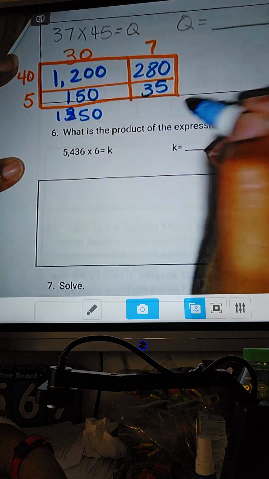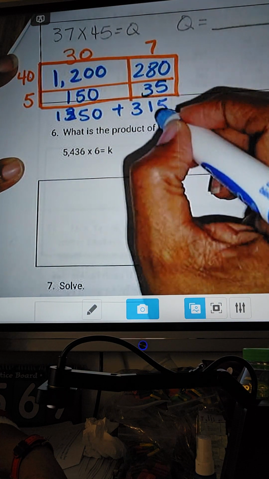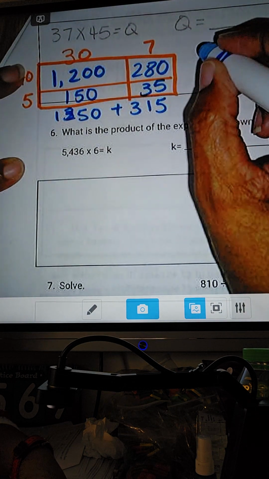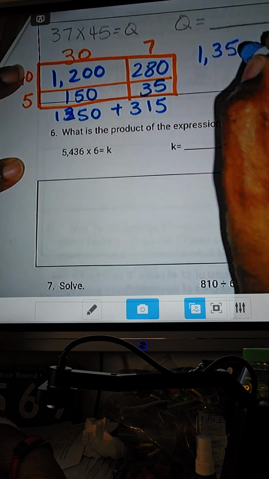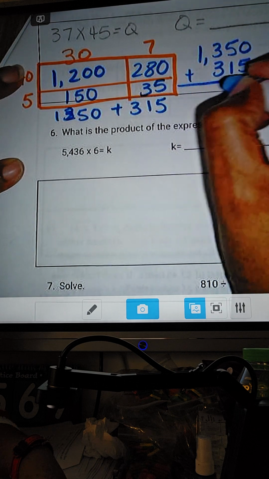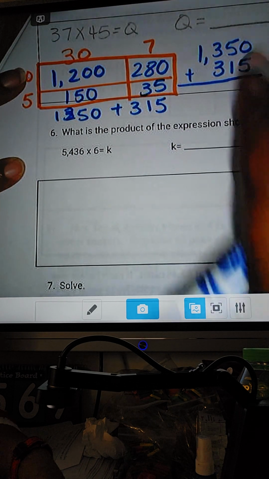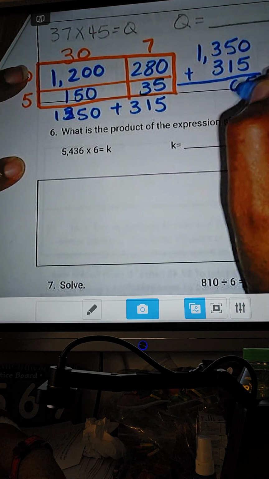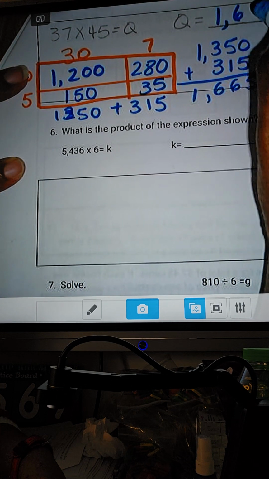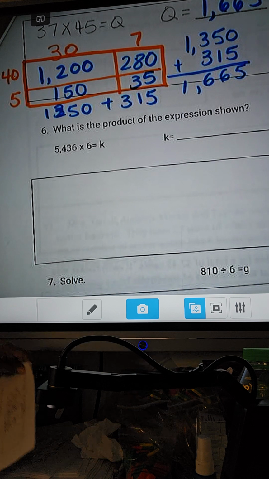1,350 plus 315. Check behind Mrs. Terrell too, because I make mistakes. If I mess up, just let me know. All right. Together that equals 1,665. Q equals 1,665. Question?